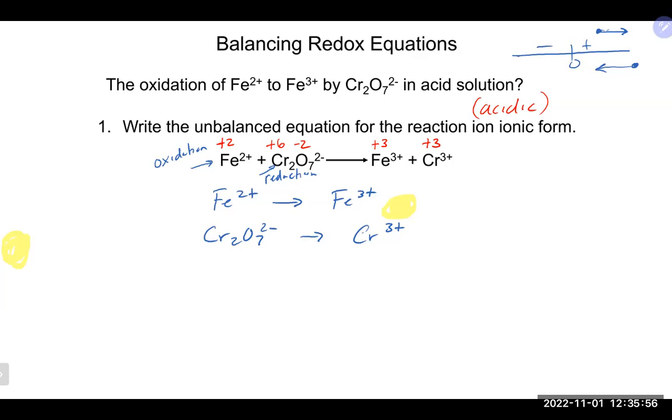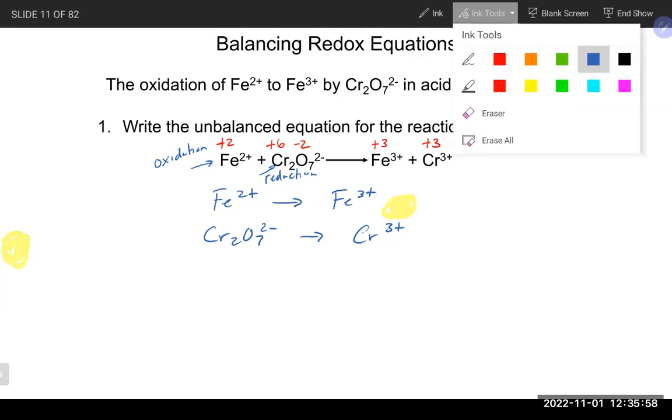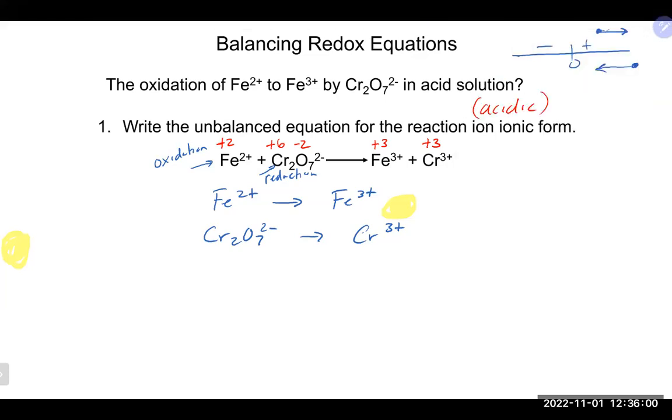That means that my reducing agent would be which one? It would be this guy, the iron, as my reducing agent, and it is the chromium here that would be my oxidizing agent. So it's really good sometimes to figure that out at the beginning because it can help you make sure you didn't mess up as you go through. So this is really our oxidation half reaction, and that is our reduction half reaction that's going on.